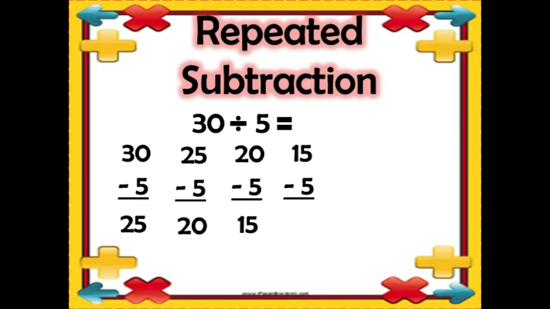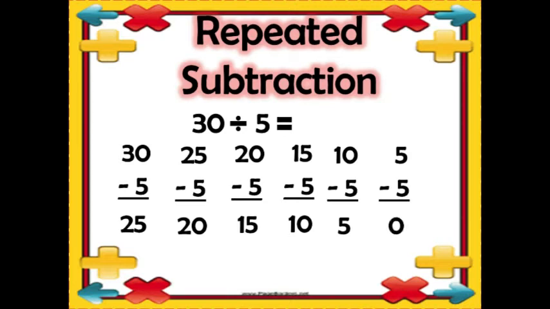Next thing is we have here 15 minus 5. The answer is 10. And 10 minus 5, the answer is 5. Next is 5 minus 5. The answer is 0.